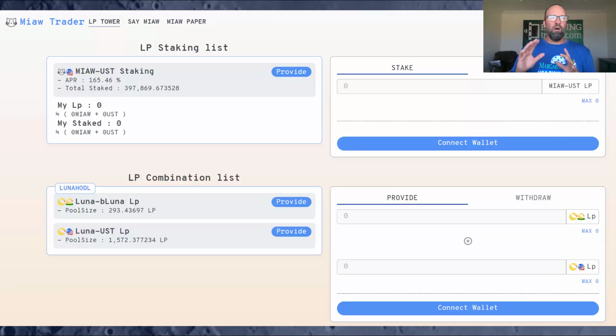Just a few random notes about Miaw-Trader. It is an unaudited protocol, so everybody has to use it at their own risk. I know I treaded lightly at first, and then as transactions went through without me being rugged, I got more and more confident, and I haven't had a problem to date, whether it be doing limit orders or the LP tower or their own native staking. And you can actually look at their wallet address and see that there's quite a bit of assets. So if they were going to rug, there's a good chance they already would have.